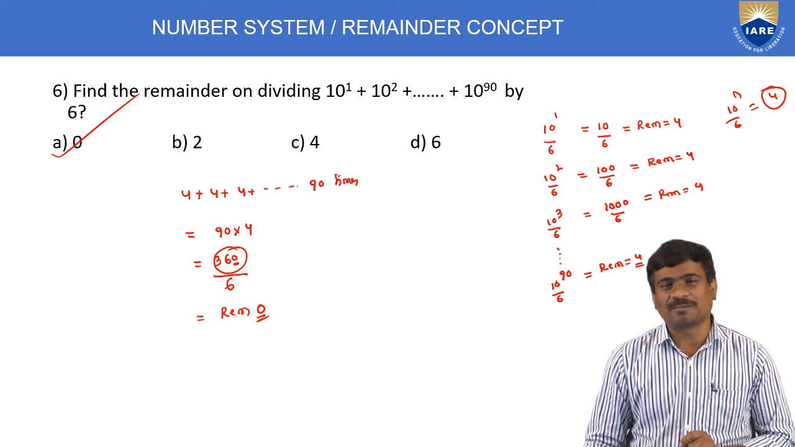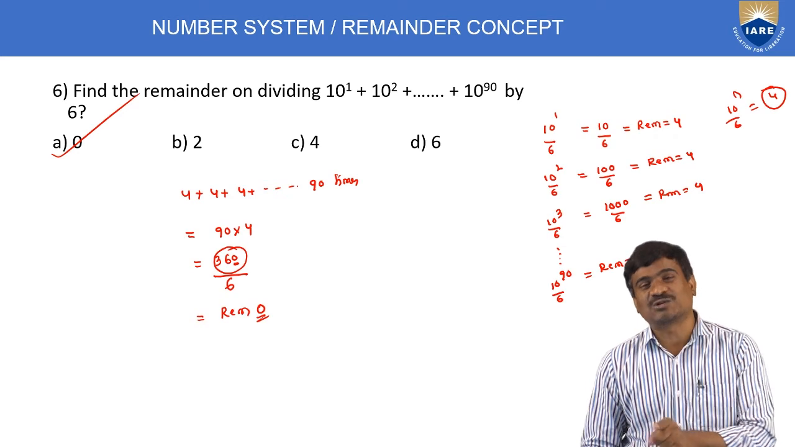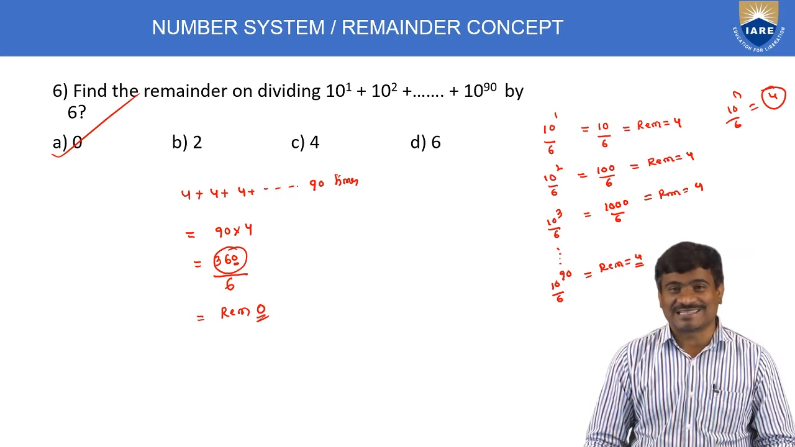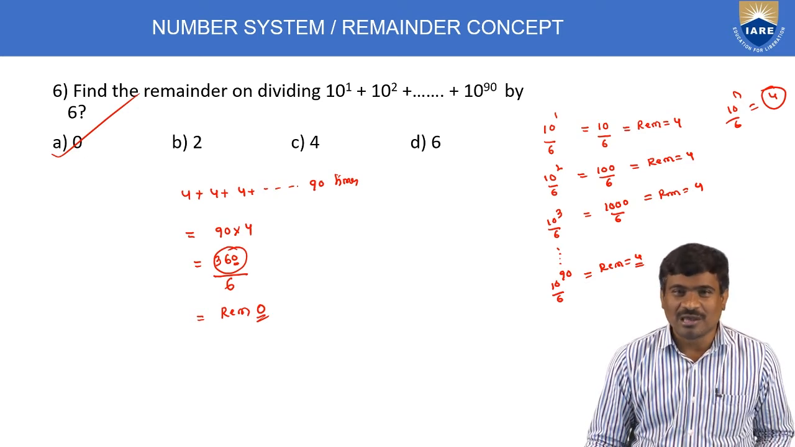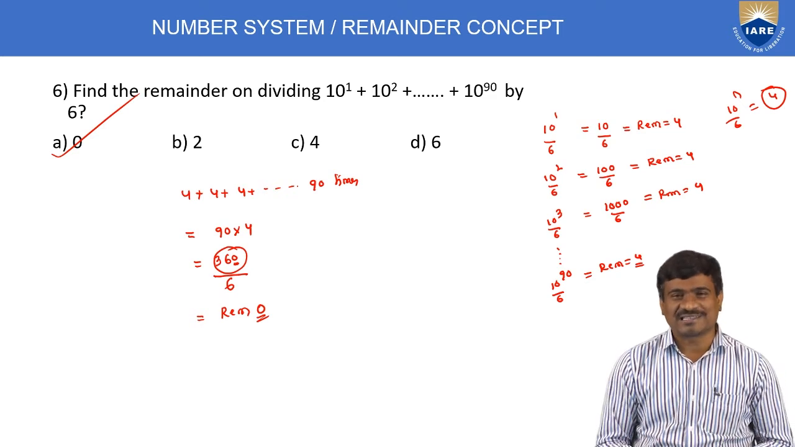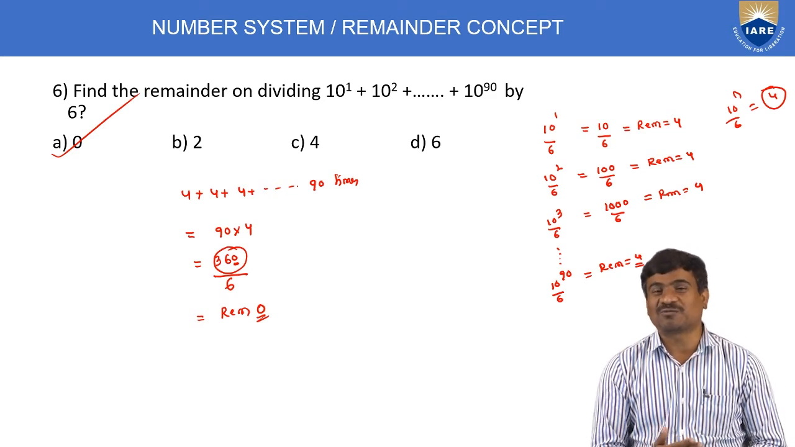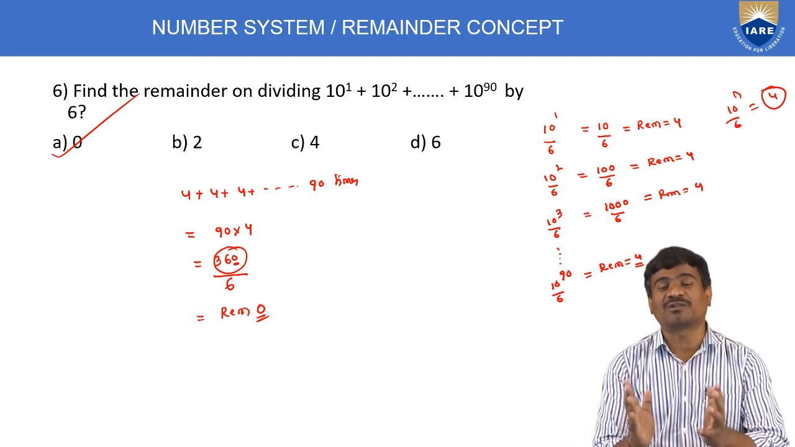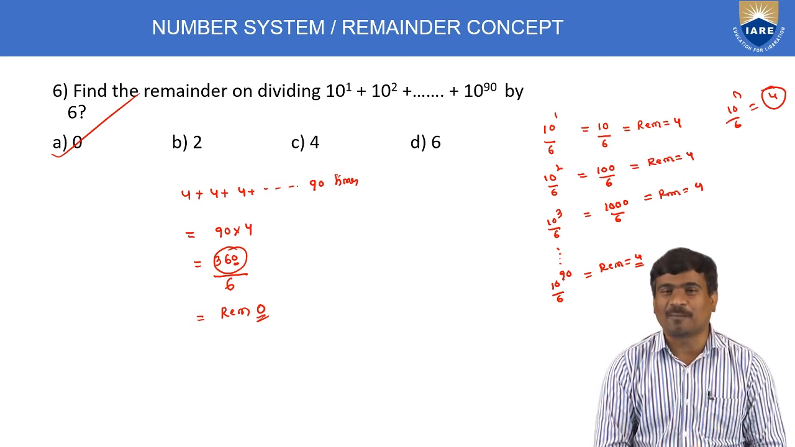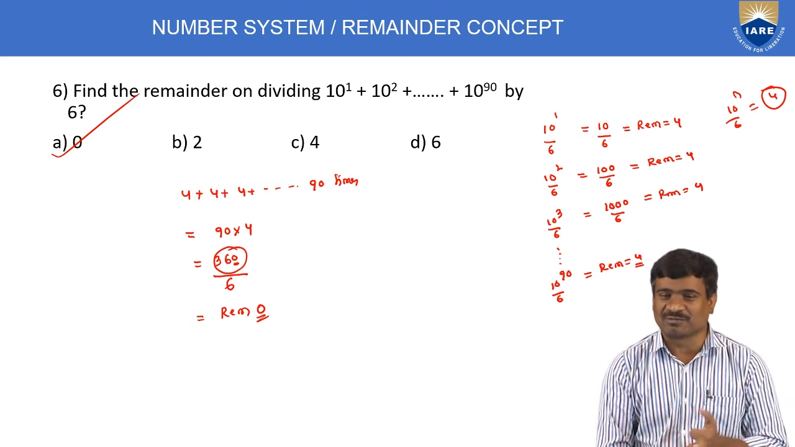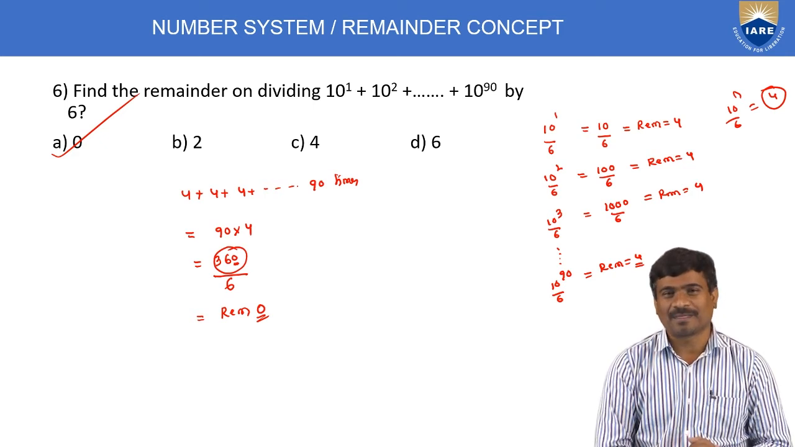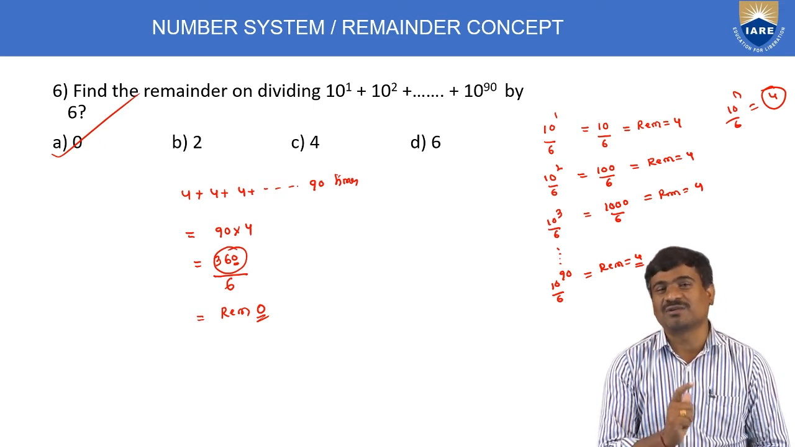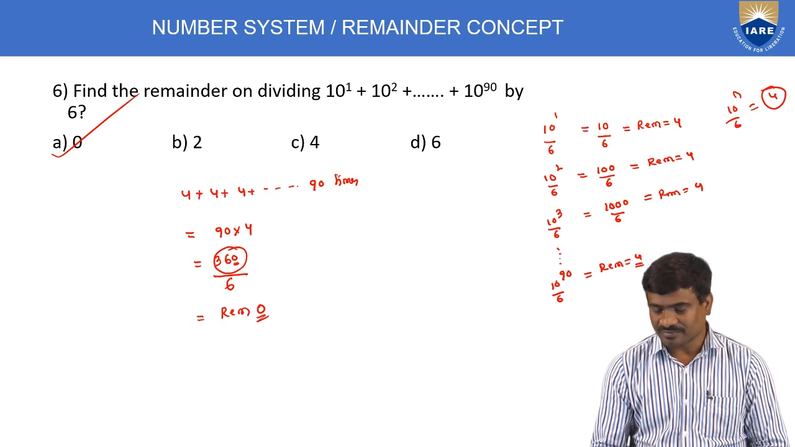Therefore, 10 to the power of 1 plus 10 to the power of 2 plus 10 to the power of 3 and so on up to 10 to the power of 90 is divisible by 6, that complete expression is divisible by 6, and the remainder is equal to 0. In general, 10 to the power of 1 by 6, 10 to the power of 2 by 6, 10 to the power of 3 by 6 and so on up to 10 to the power of 90 by 6. That is the original method of the remainder concept. Here, next apply the operator: addition, subtraction, multiplication, division. Find the remainder only. The remainder is 0, so option A is correct. This is called the equation model. Okay, right. Next, seventh.